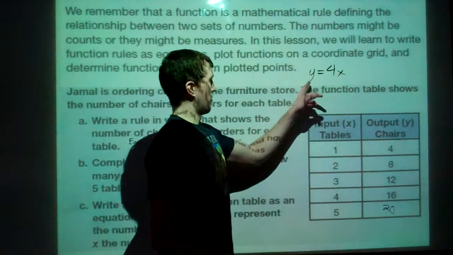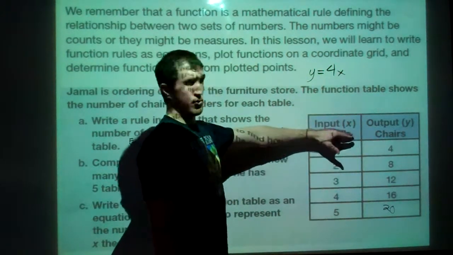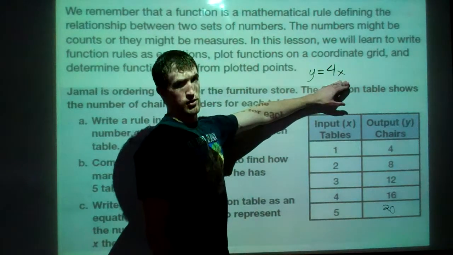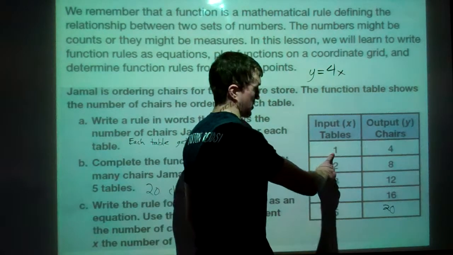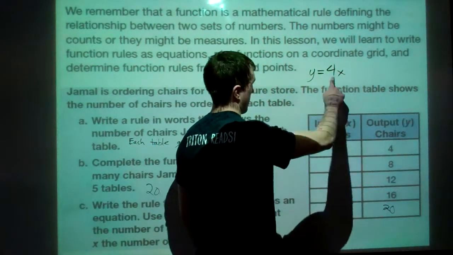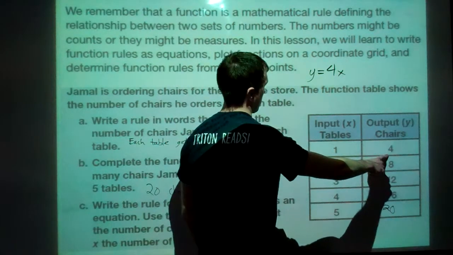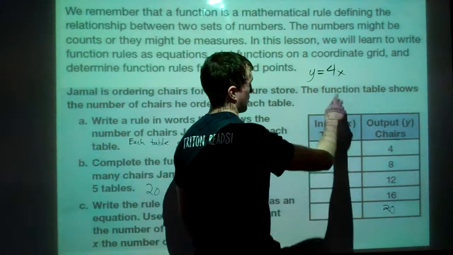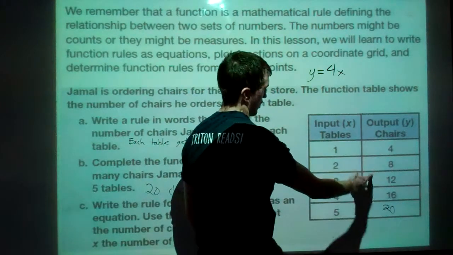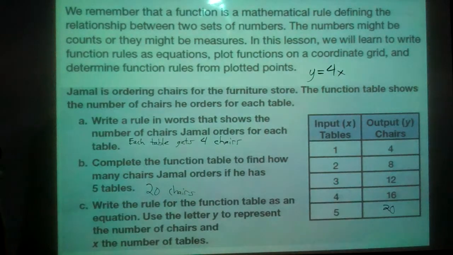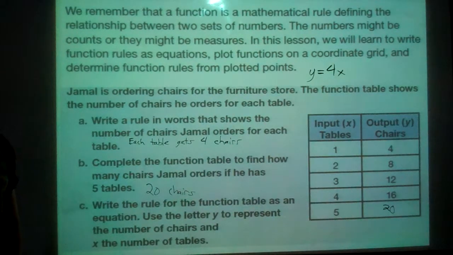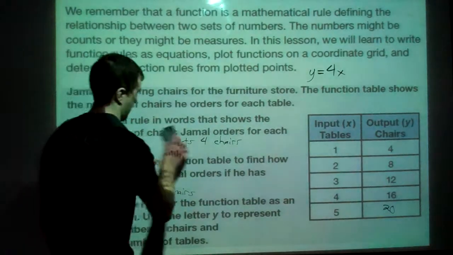So once again, the output depends on what the input is. That's why the 4 goes with the input. Because if we check this out now, if X equals 1 table, 4 times 1 gives us 4 chairs. If we have 2 tables, 4 times 2 gives us 8 chairs. So that would be our equation for C. Alright? Y equals 4 times X, or the number of chairs equals 4 times the number of tables that we have.